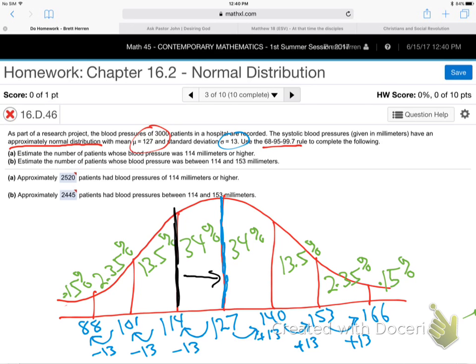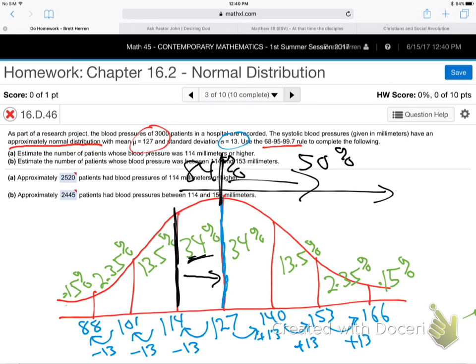So first off, how do I figure the percentage from the 114 line to the right? How much from the middle to the right? 50%, right? Because it's the middle. And then how much here? 34. So from here all the way over must be 84%, because it's 50 plus 34. Does that make sense? We're not done yet. We're almost done with part A.